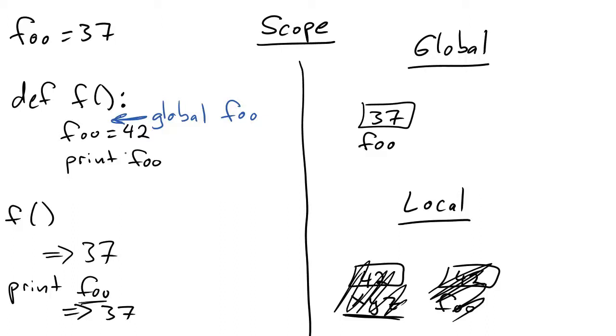So if we do this and we come down here, we execute it, we print foo, it will have never made a local one. It will actually have modified the global one. So now when we print out foo, it'll print out 42. And that's the essence of local and global scope in Python.